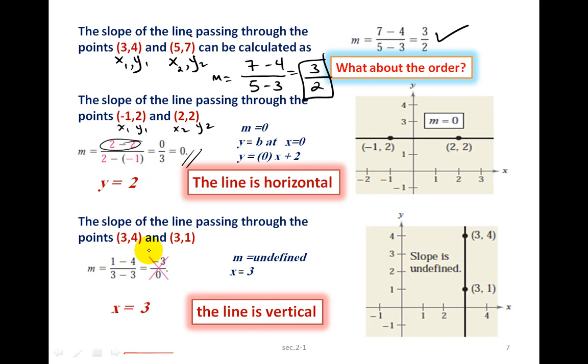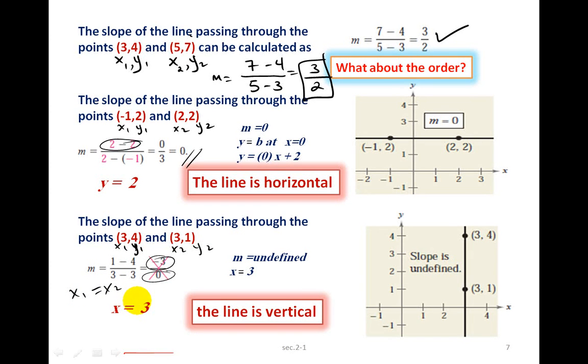And here you'll have another example, which is 3, 4, and 3, 1. Again, x1, y1, x2, y2. So on this graph, you'll do y1 minus y2, which is 1 minus 4, it will give you negative 3, and 3 minus 3, which will give you 0. But as I told you, it's not supposed to be x1 equals x2, because this will be undefined.